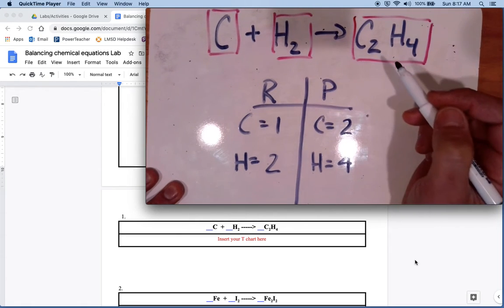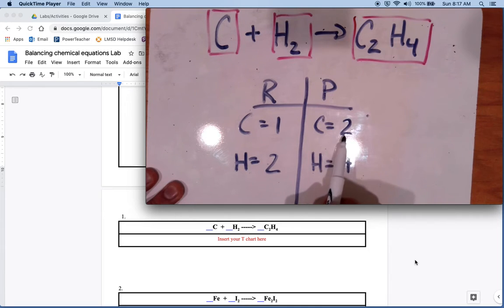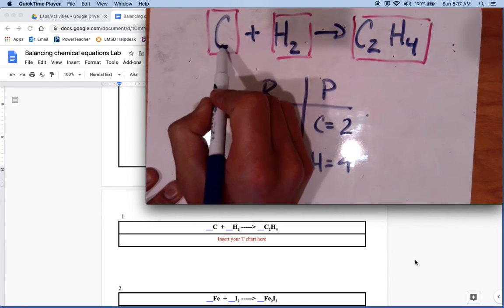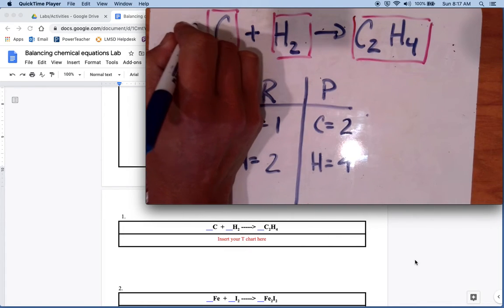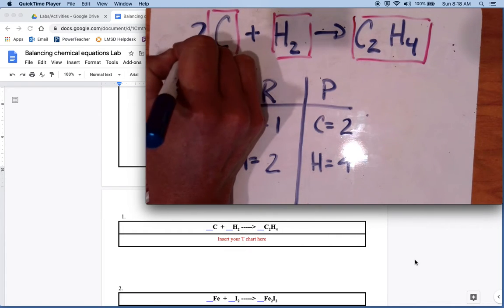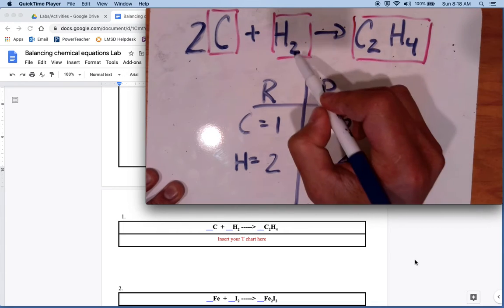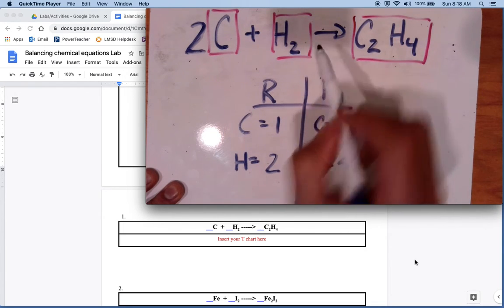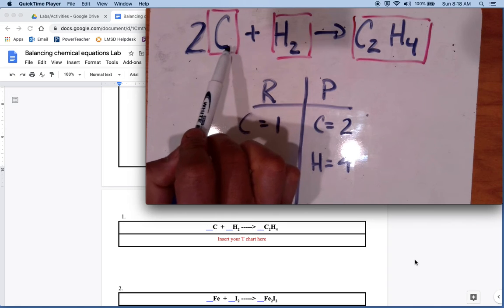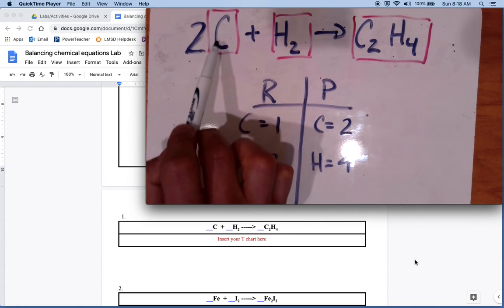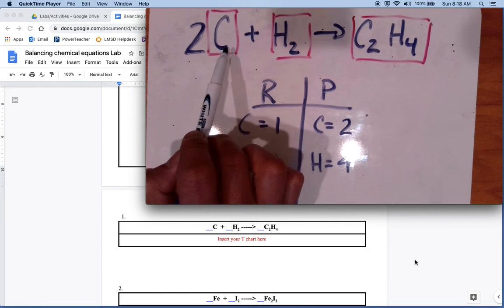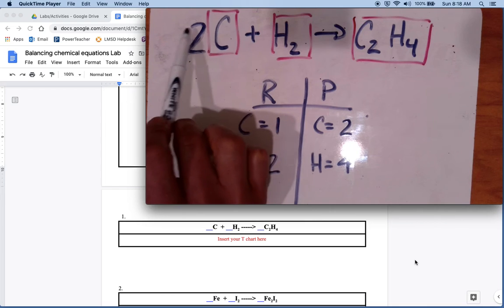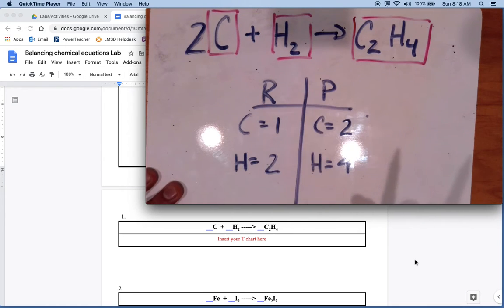From here, I'm going to look at it and go, I have 2 carbons on this side. I've got carbon on 1 there. So I need to make this at least a 2. The easy way to do that is to say I have 2 carbon atoms now. There's 2 different ways. I could put an H2 here to get 2 hydrogens, but I can't put a C2 here because now I'm changing this entire thing. Instead of just being an atom right here, I would be making a carbon molecule, and I don't want that. I just want 2 individual carbon atoms.